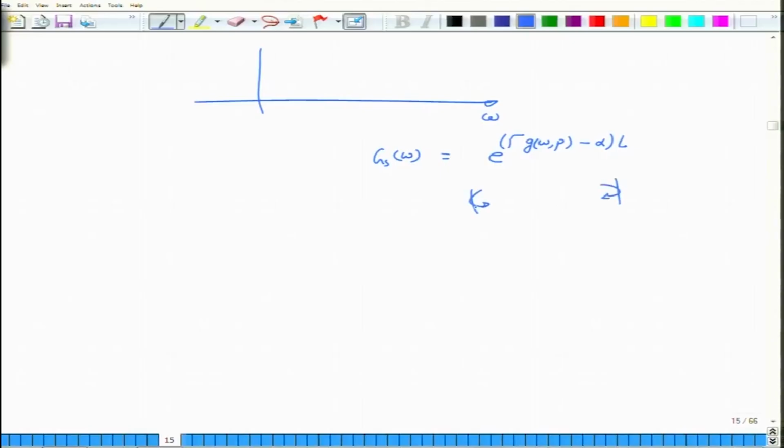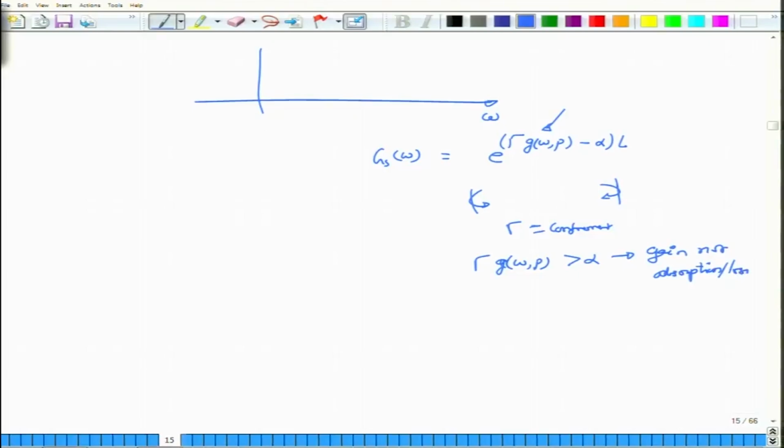Gamma corresponds to confinement, which is kind of an overlap between the optical mode and the cavity design itself, and most importantly this is the gain medium frequency dependence. So this is where you are actually getting all of your gain differences. Of course, for this to actually be positive, gamma g of omega comma p at every frequency and for every power must be greater than alpha, so that overall you will have gain and not absorption or loss.